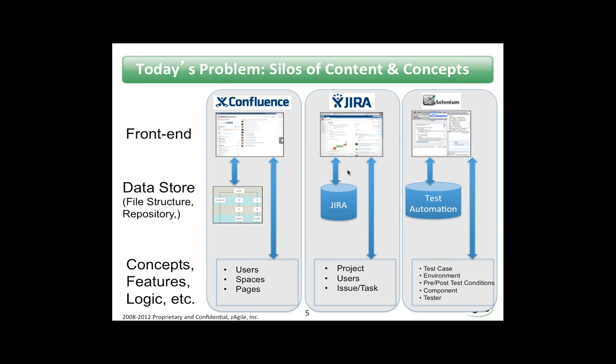You've got your front-end GUI shown. I've listed these categories on the left. Your front-end GUI, and then you've got your data store, whether it's a file structure or a repository. And then down below, of course, amongst those things, you have these concepts and features and logic. And there are some bullet items of those examples listed there as well. The idea is essentially you've got a front end and you've got a back end, and you're managing all these kinds of concepts and features. So those things are isolated, okay? They're all living within their own world.